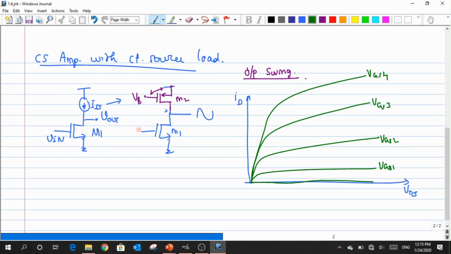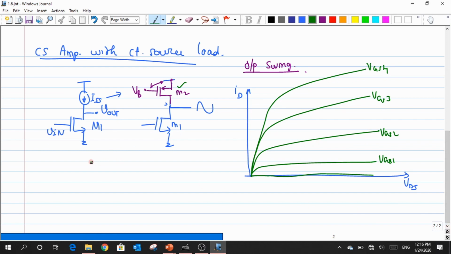Basically I need a load line which has to be plotted on this graph in order to extract the output swing. But what is the type of graph that I can get out of this M2? Should I plot ID versus VGS, or should I go for ID versus VDS? In the previous case, both VGS and VDS were the same, so there was no issue. But right now, in order to plot the load line of this M2, should I go for this plot or this plot?